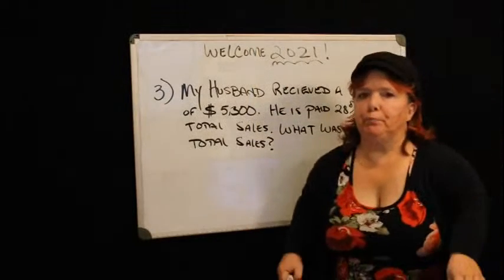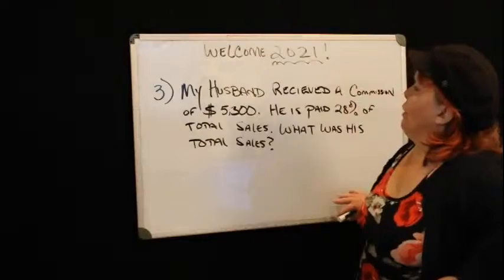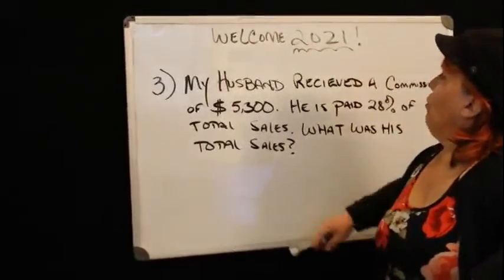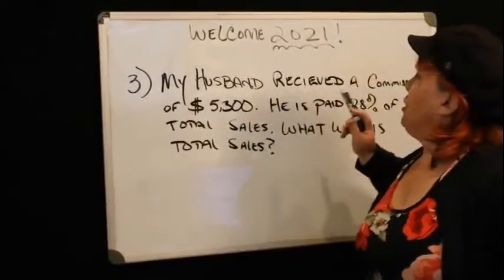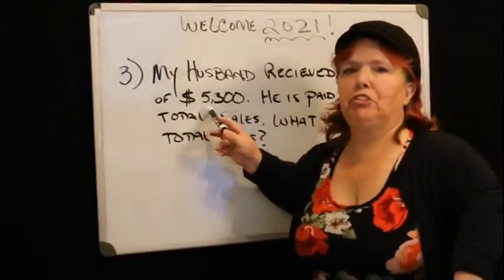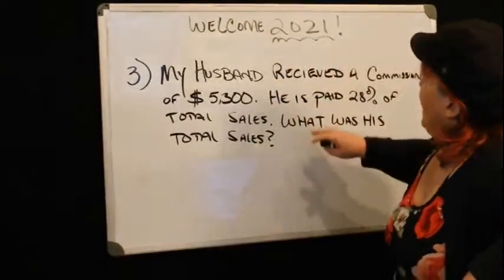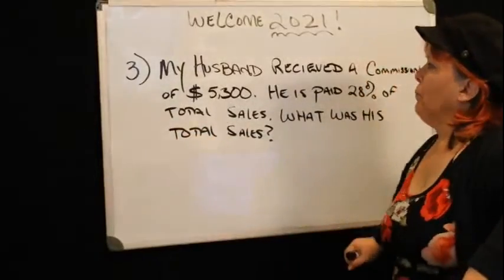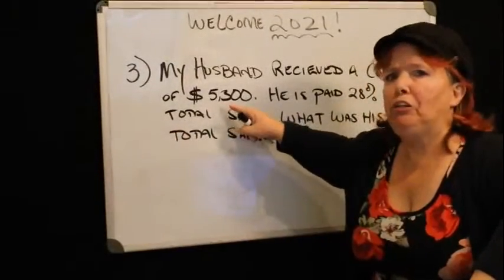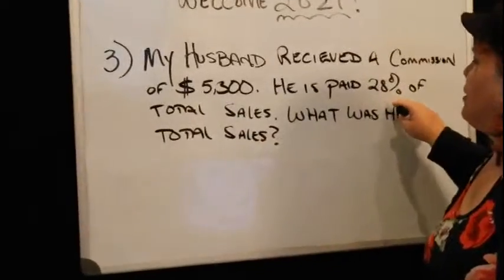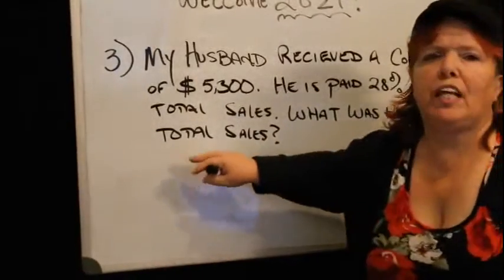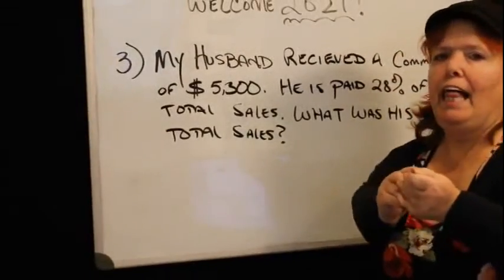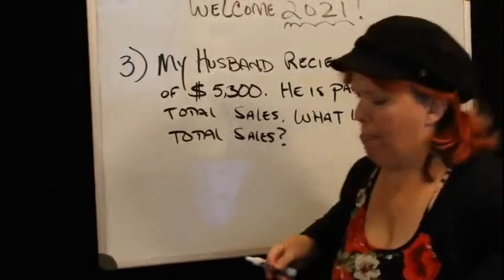Okay, third question. This one is where we need to find the whole. So, my husband receives a commission check of $5,300. He is paid 28% of his total sales. So, if he received a check for $5,300 and he is paid 28%, what would be his total sales that he made?